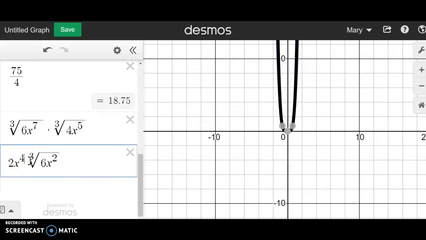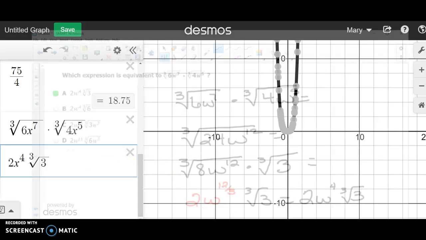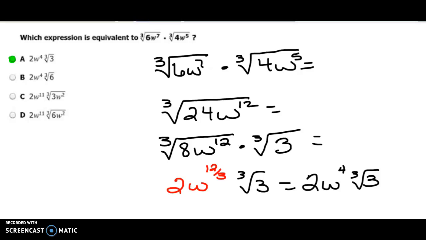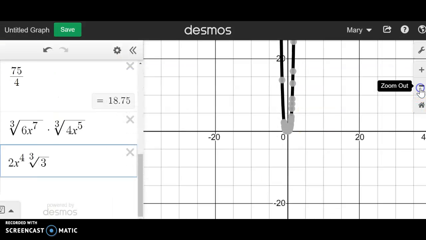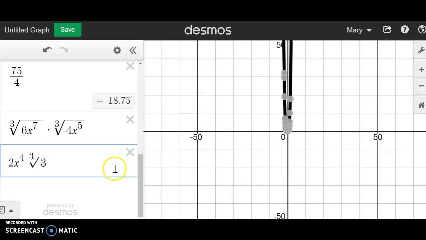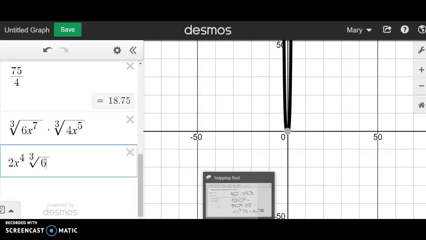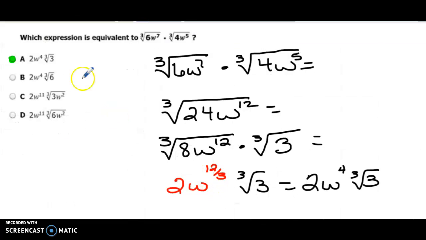2x to the 4th times the cube root of 6. And the cube root of 3. Trying to figure out which one exactly works or matches a little bit better. Well, we figured out with all of these points here, that's showing us that that one matches a little bit better than the 6. Okay? So we can plug it into Desmos and look at it that way.